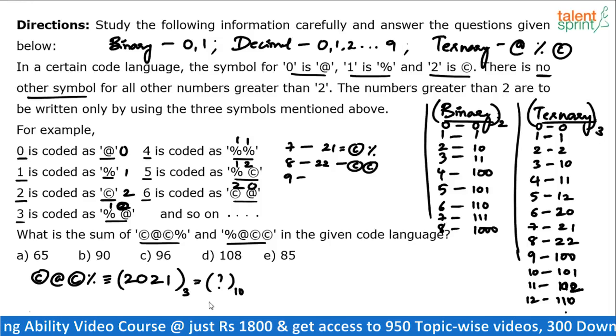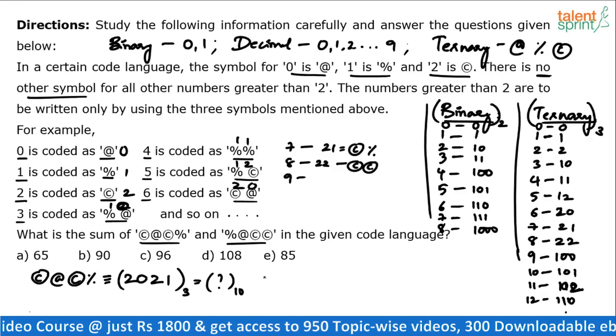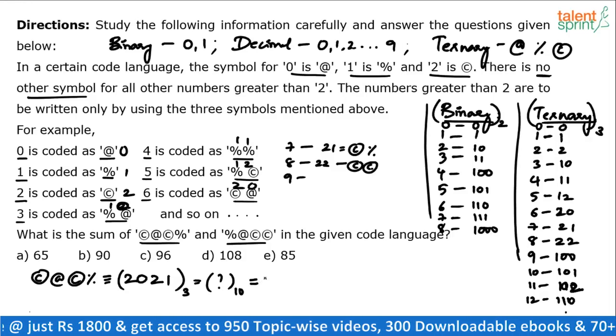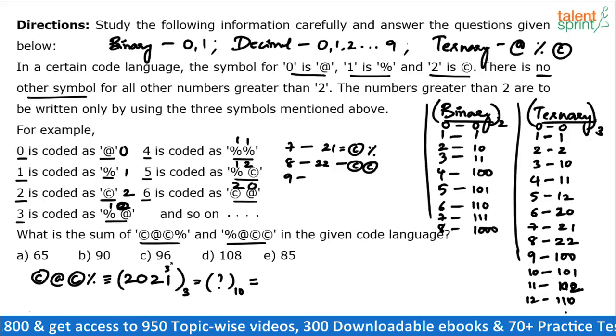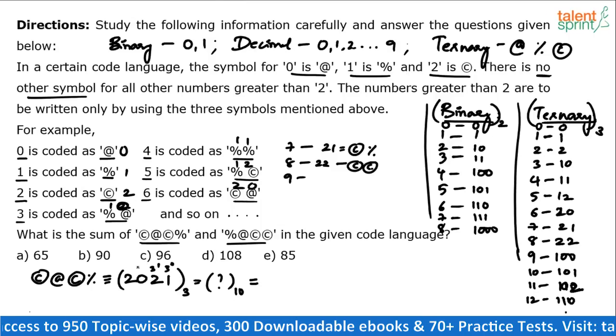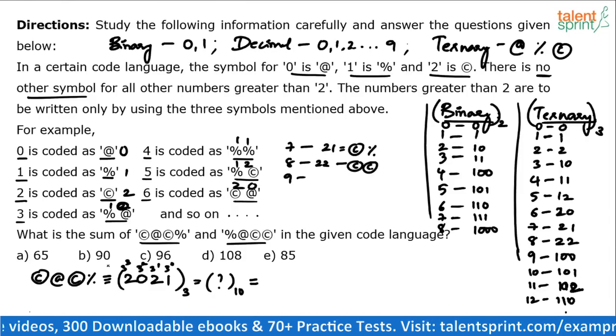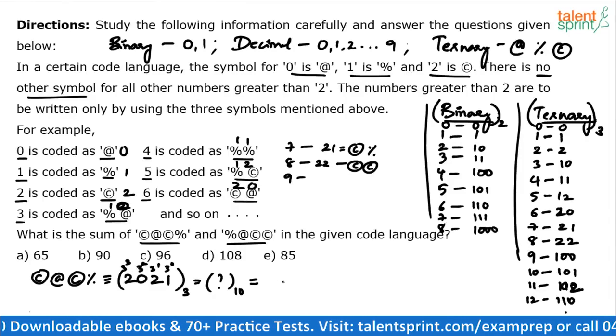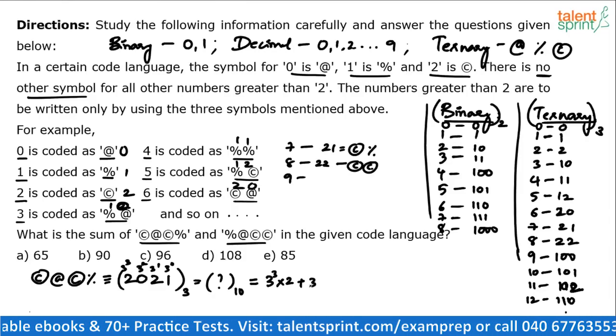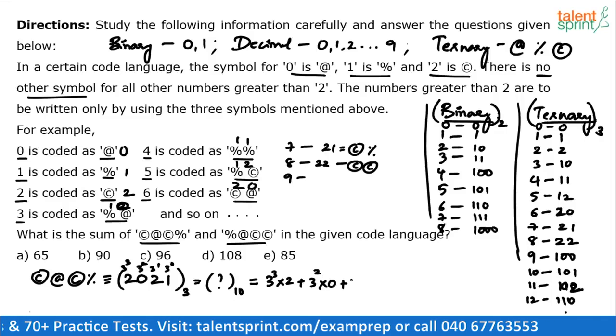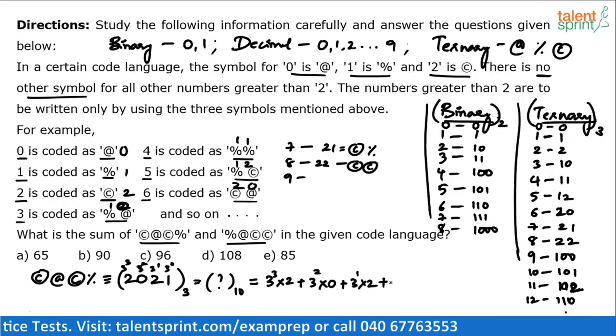This is equal to what in base 10? Base 10 is nothing but the decimal number system. How do you convert this? Simple. This will be multiplied by 3 power 0. This will be multiplied by 3 power 1. This will be multiplied by 3 power 2. This will be multiplied by 3 power 3. And take the sum. So it will be like 3 cube into 2 plus 3 square into 0 plus 3 power 1 into 2 plus 3 power 0 into 1.